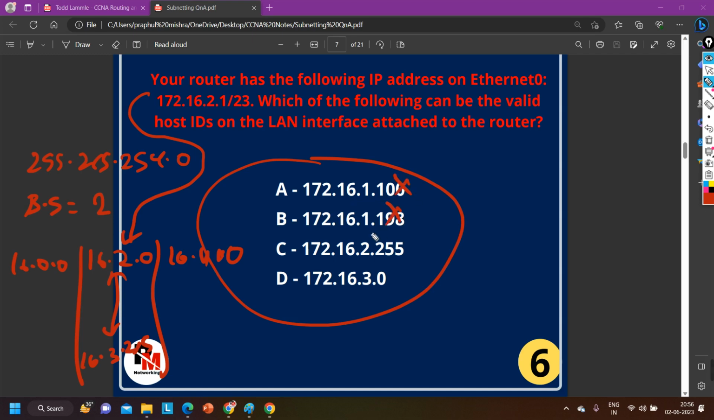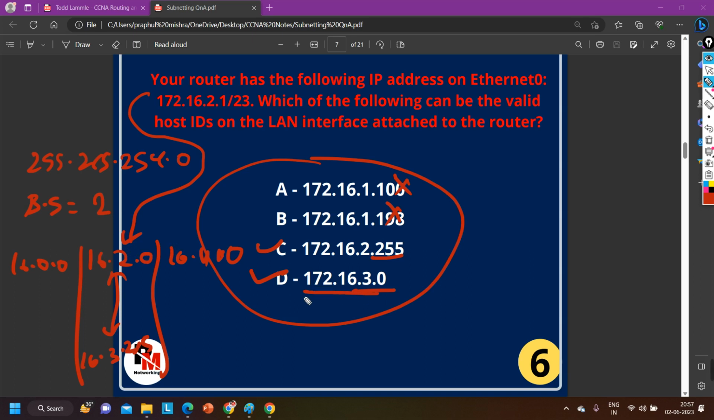This IP address? No. This IP address? No. This IP address? Yes. This IP address? Yes. C and D. Both answers are correct. C and D both belong to this range.